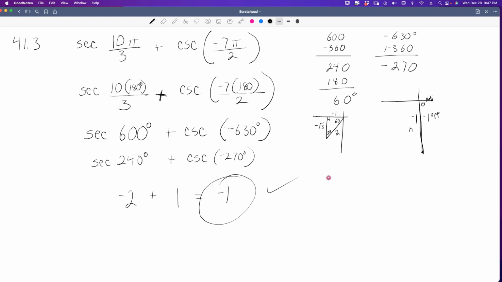Yay! It took a minute, but we had to figure it out. That's all right. Sometimes it takes a minute. So let's do 41.4, and that will be the last one in 41A, and we'll move on to 41B. Let's clear the page.